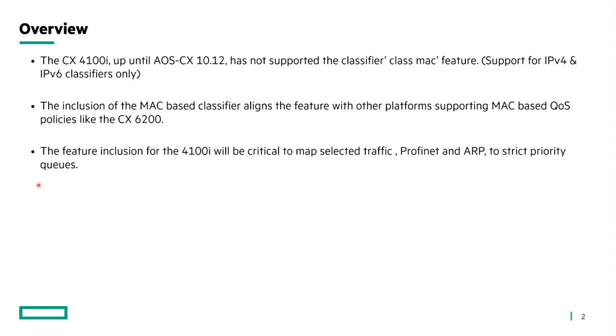And the feature itself on the 4100i is critical to help mapping selected traffic like Profinet and ARP, which are both effectively a layer 2 protocol and need to be classified if you want to use those layer 2 protocols into a QoS policy. So we now can do that. And the classifier supports the ether type field match.